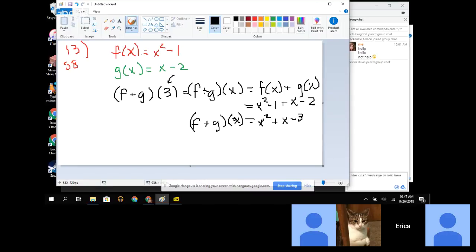Right? So now we want to figure out what happens when I put in 3 for x. So my f plus g of 3 would be 3 squared plus 3 minus 3. So 3 squared is 9, plus 3 minus 3, would give me 9. f plus g of 3 would be 9.